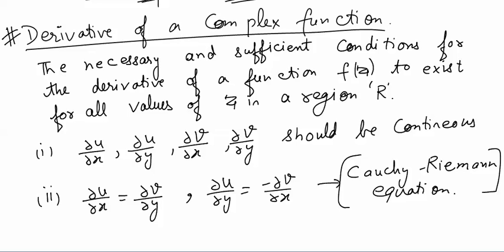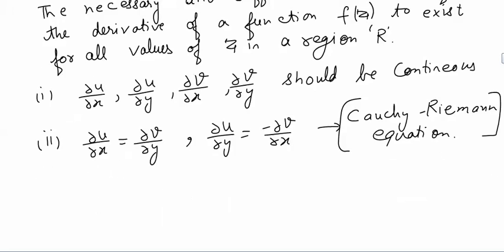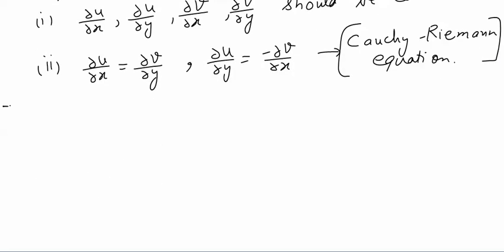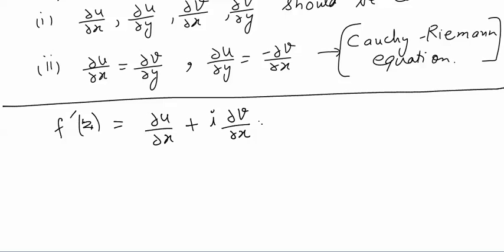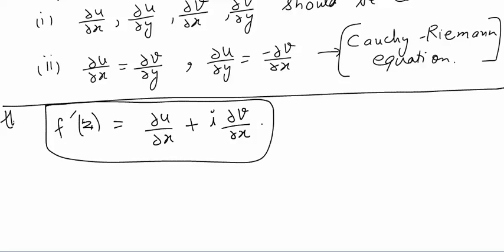Now, what do you want? This is the condition for differentiability. Now, what is f dash? We have just talked about conditions. Now if it is differentiable, then f dash z is nothing but del u by del x plus iota times del v by del x. This is basically f dash z. You can say the derivative is defined as something like this. Clear?